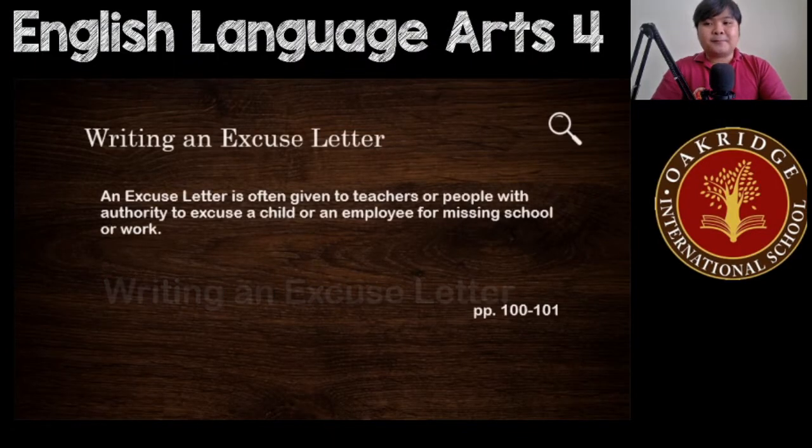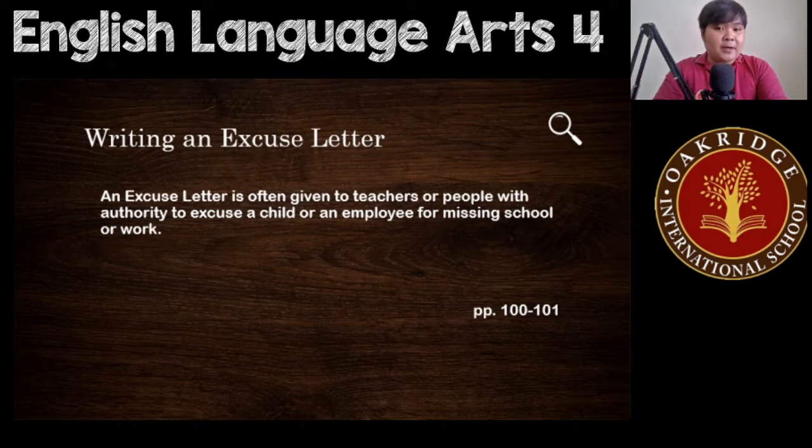So, an excuse letter is often given to teachers or people with authority to excuse a child or an employee for missing school or work. Excuse letters are commonly used for school purposes, whenever you ask for an excuse for why you are late, why you are absent for the day, or for any future event. By the way, these are all found on pages 100 to 101 of your book.